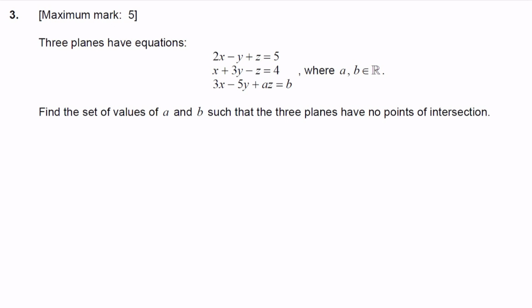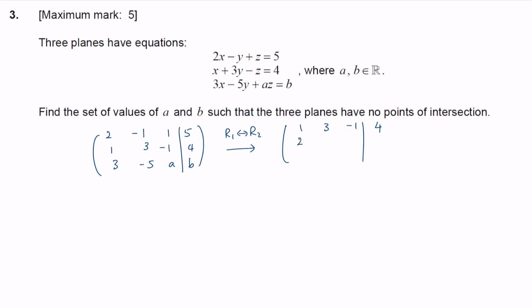Question 3. Okay, the three planes have these equations, so let's form an augmented matrix. 2, minus 1, 1, 5; 1, 3, minus 1, 4; 3, minus 5, a, b. Okay, let's do some row operations. So here, first step I would do, maybe I would swap row 1 and row 2. I actually don't really need to write it in the same order. It's a good idea to put the very first number over here as 1. Okay, this is a very good idea.